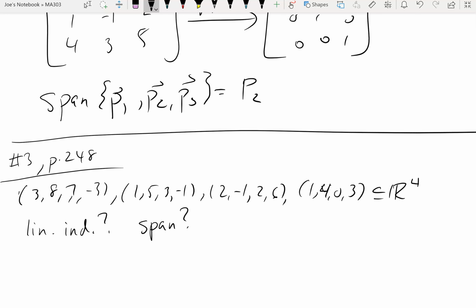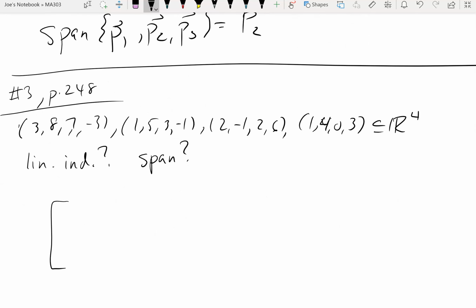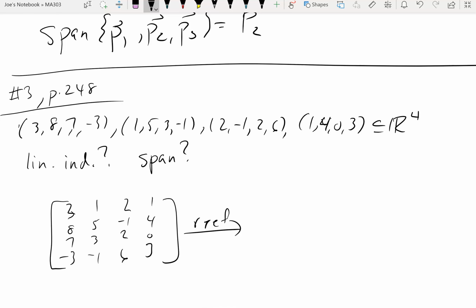All right, so first thing we do is we take these vectors and put them in a matrix as columns. Anybody type this in? Okay. And when you row reduce, what'd you get? I did agree. Good.